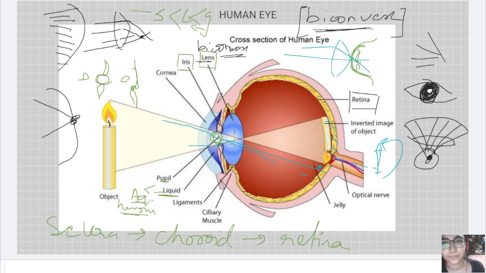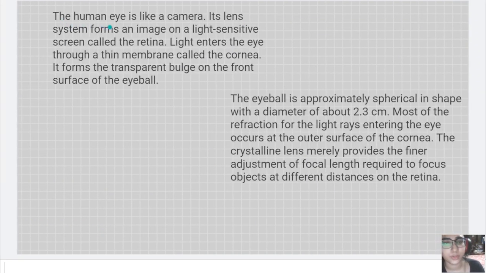So we have almost covered all the important parts of the eye. Let's just go over the theory ones. The human eye is like a camera, obviously. Its lens system forms an image on a light-sensitive screen called the retina, more specifically the yellow spot.